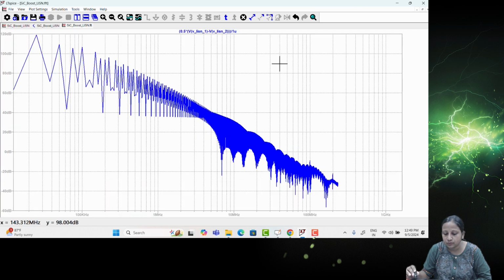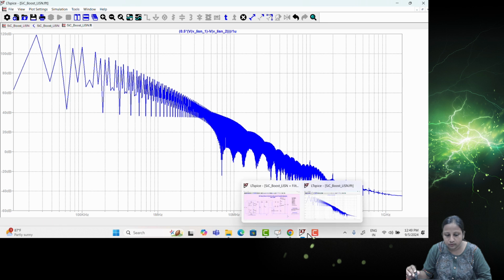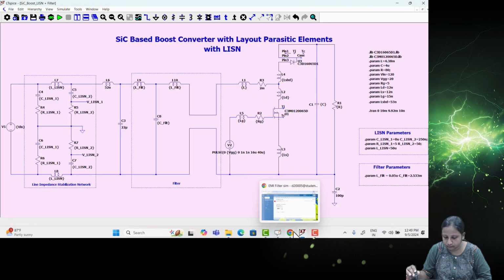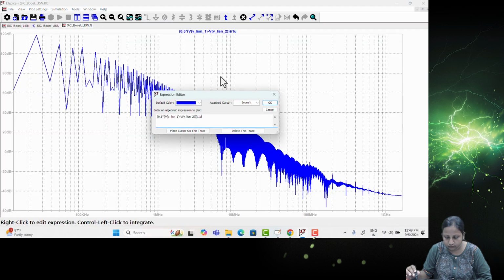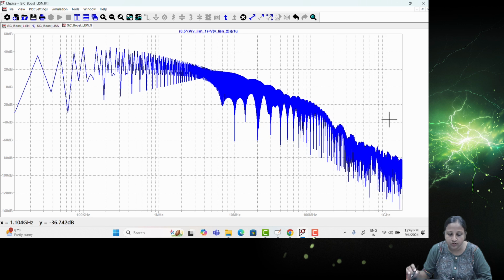Now you can see the common mode also. The same thing, you just need to replace it with the positive sign. See, this is the common mode noise. Most of the time it is well below 40 dB. At some point it is slightly higher than 40 dB, but up to 100 kilohertz it is well below 40 dB. At high frequency some part is coming in, but anyway it is well below the standard which we are selecting. So we don't have to bother about this.